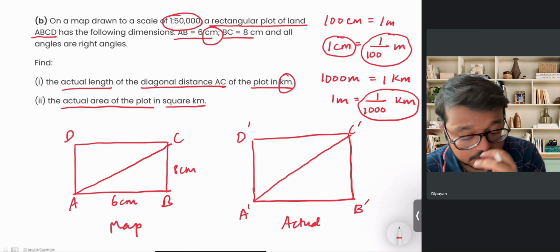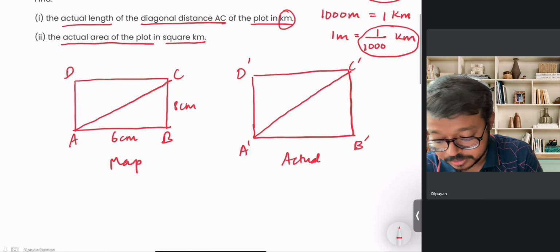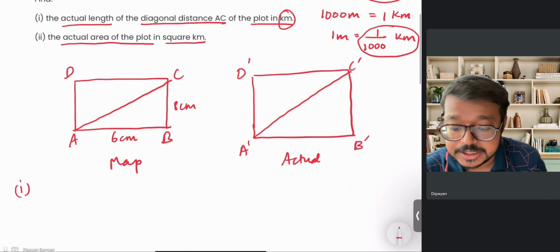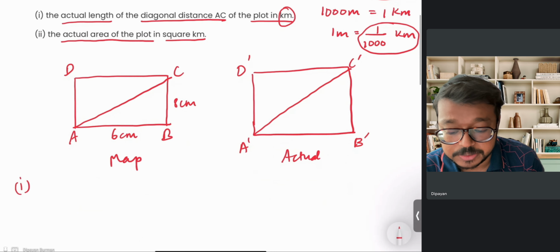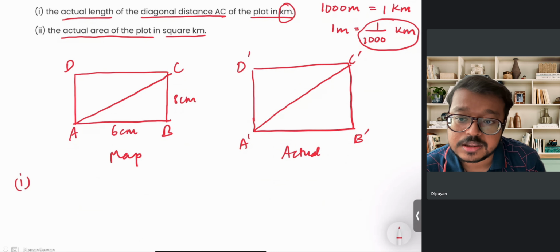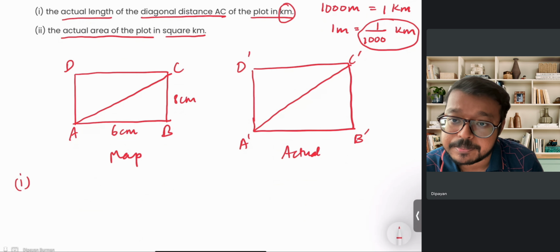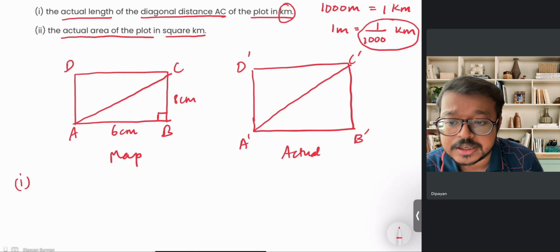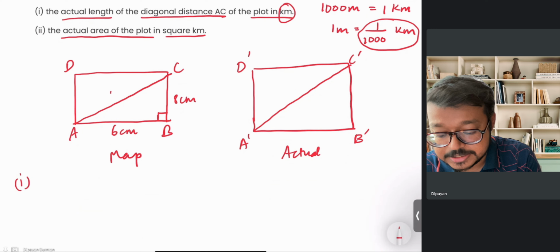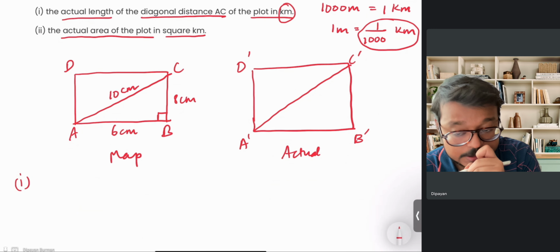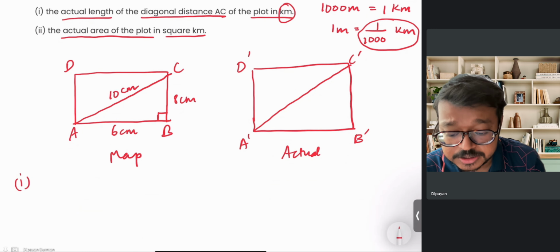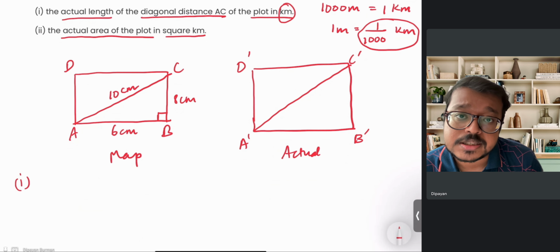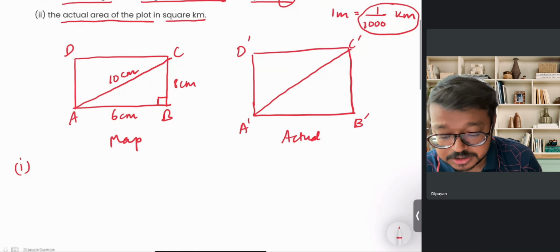So let's look at the first part now. The actual length of the diagonal distance AC in kilometer. We will first find the distance AC in the map. So if I look at the map, ABCD is a rectangle, so angle B is 90 degree. If I apply Pythagoras theorem, AC diagonal will be 10 centimeter. 6, 8, 10 is a Pythagorean triplet. Now let me apply the scale factor, the knowledge of scale factor.